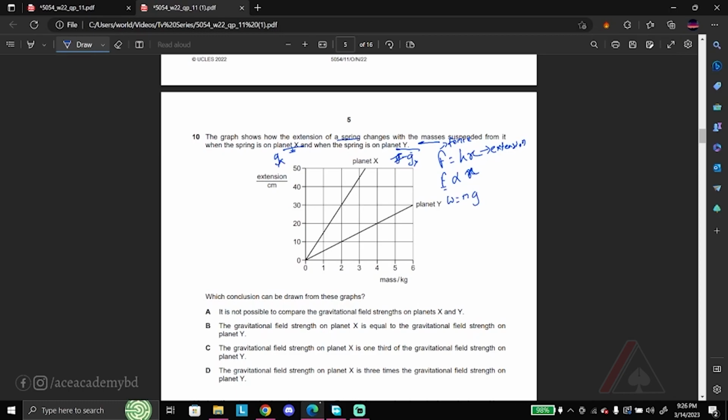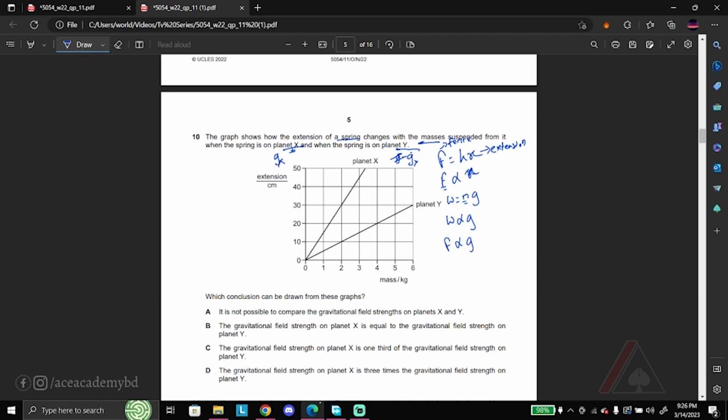So weight is equal to mass times g, mg. Given that mass doesn't change on different planets, it remains the same on every planet, so mass is constant. Given that mass is constant, we can write that weight is directly proportional to g, and we can just replace W with F because weight is a force. So force is directly proportional to g.